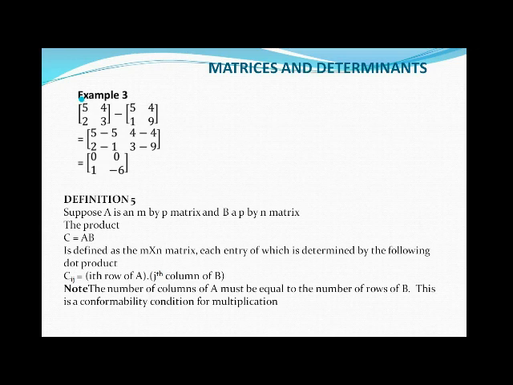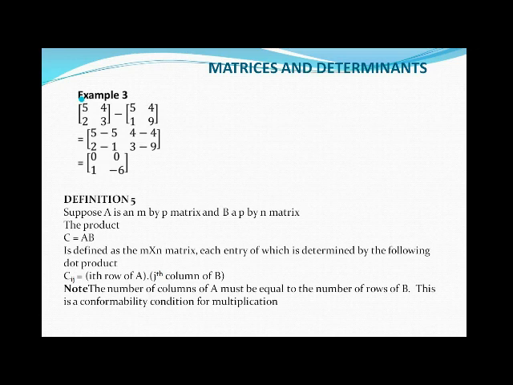Suppose A is a matrix which has m rows and p columns, and B is a matrix which has p rows and n columns. The product C is equal to AB, or A times B. It's defined as the order m by n matrix, each entry of which is determined by the following dot product, Cij, the ith row of A, jth column of B. That is, the number of columns in the first matrix must be equal to the number of rows in the second matrix.